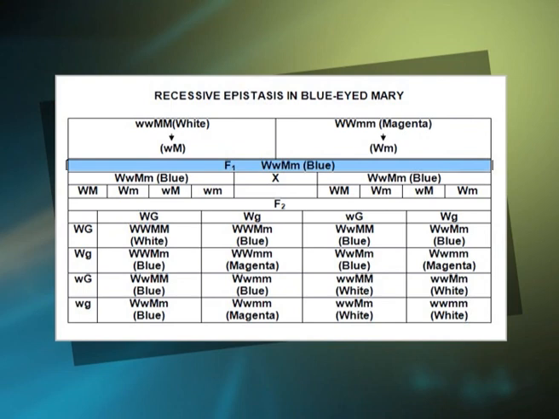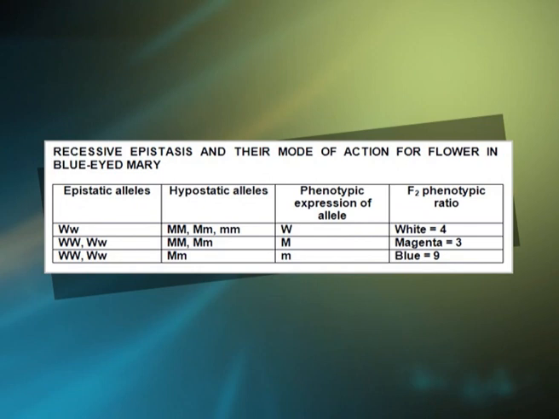When the F1 blue flowered plants were crossed among themselves, they produced offsprings in F2 generation as blue, white and magenta flowers in the ratio of 9:4:3. In this table, you can see the recessive epistasis and their mode of action for flower color in blue-eyed Mary.